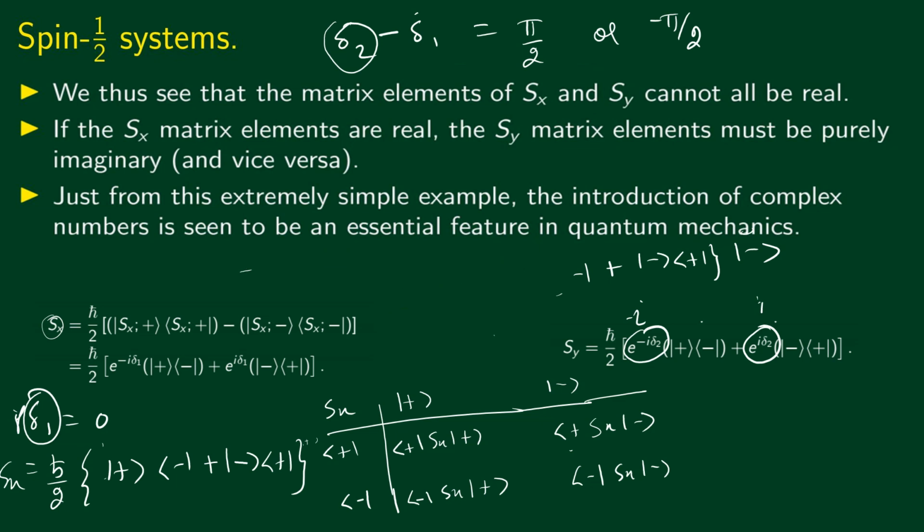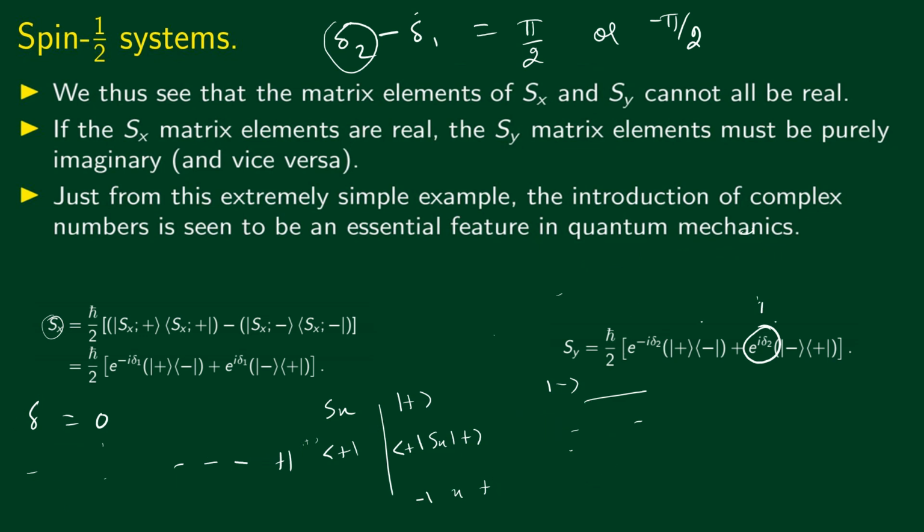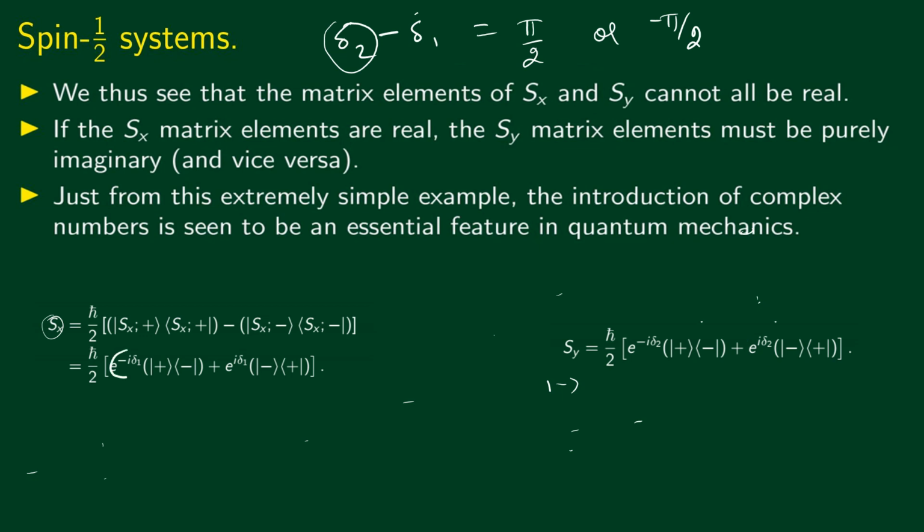We'll calculate these matrix elements later on. Let me just repeat this. These coefficients appearing here, if these are imaginary, if these are complex, then the matrix elements also can be complex. If this is equal to 1, then the matrix elements can be real. So we might be able to choose the matrix elements of Sx to be real by setting delta 1 equal to 0. Then there are no imaginary i's floating around here.